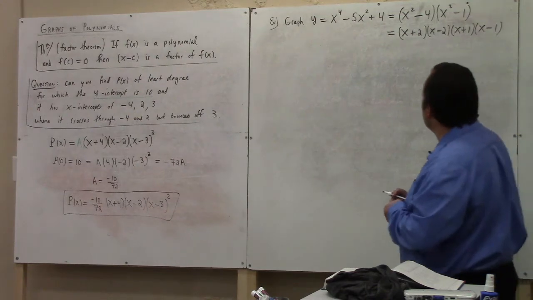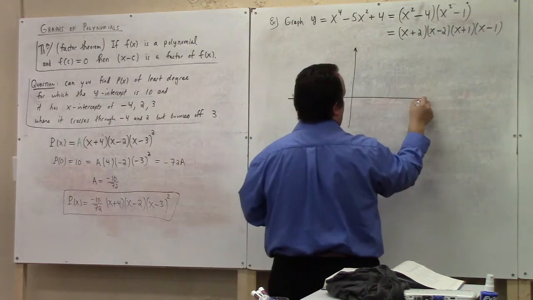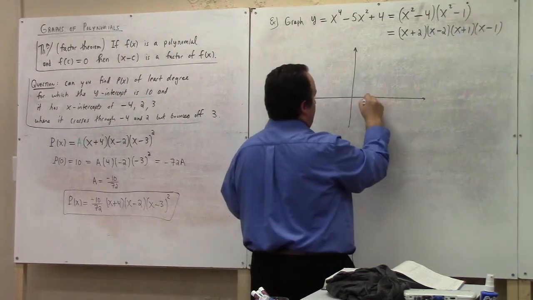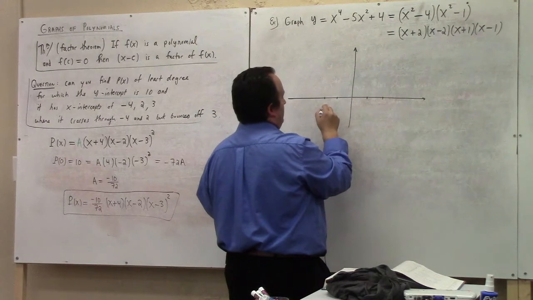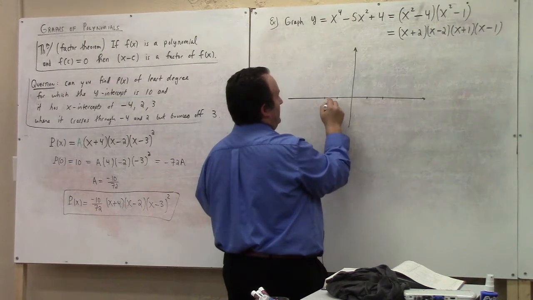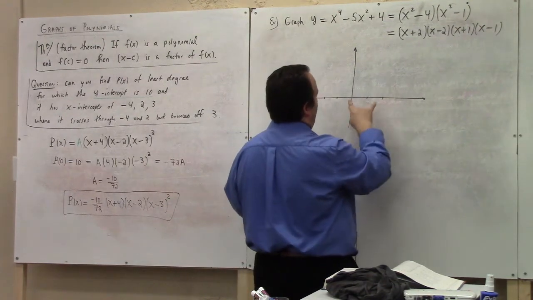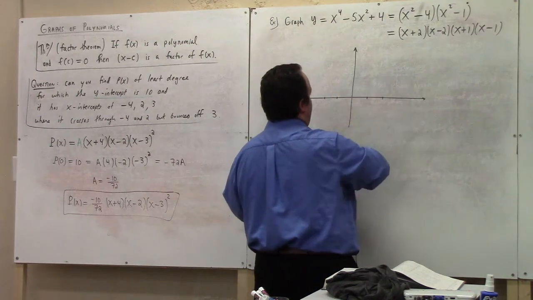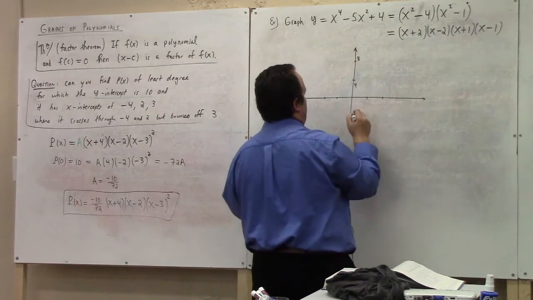What's the y-intercept? The y-intercept is what? 4, right? Yeah, the y-intercept is 4. Sorry, I'm lost in thinking. Let's see here. I'm not going to make the scale on the y-axis quite the same. I'm going to make this 4. So this would be like 8, right?